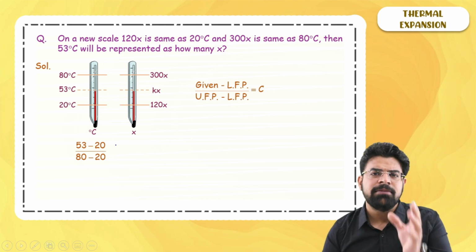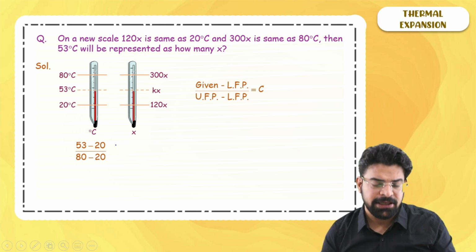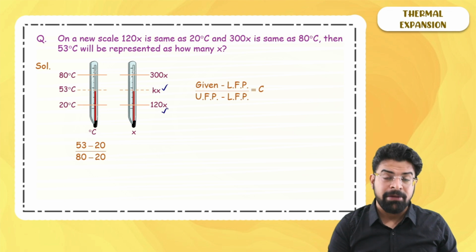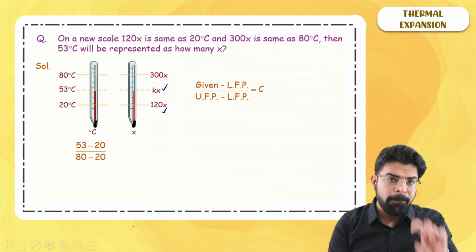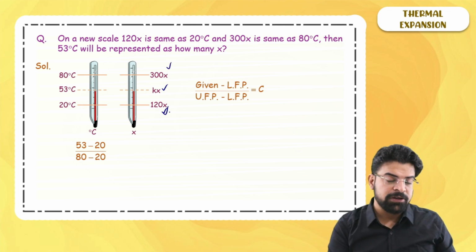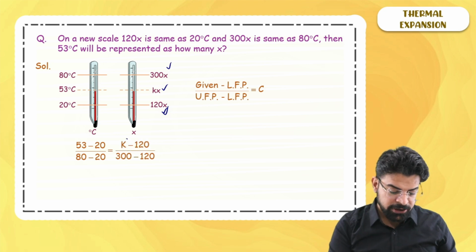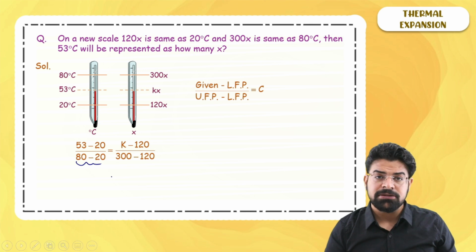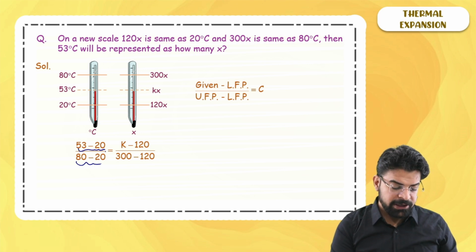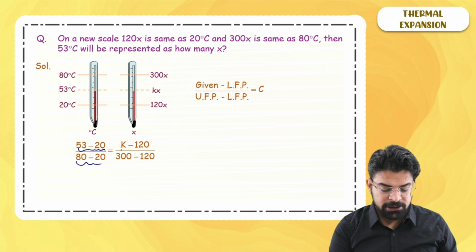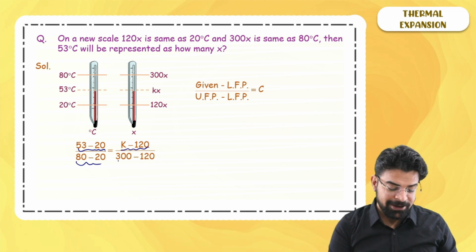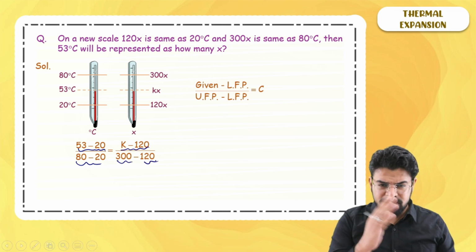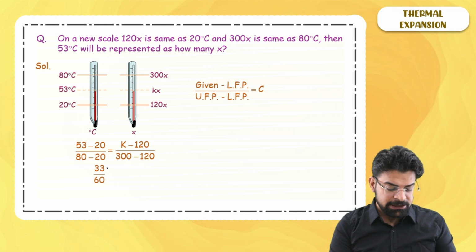Now write the same thing for the x scale. Given temperature k minus 120, minus lower fixed point, upon upper fixed point minus lower fixed point, 300 minus 120. So you get k minus 120 upon 300 minus 120. Now 80 minus 20 is 60. 53 minus 20 is 33. k minus 120 is k minus 120. And 300 minus 120 is 180. So write it again. So you will get 33 by 60 equals k minus 120 by 180.